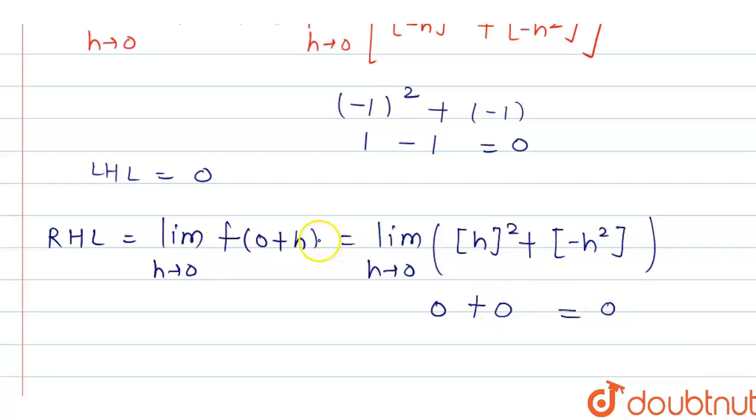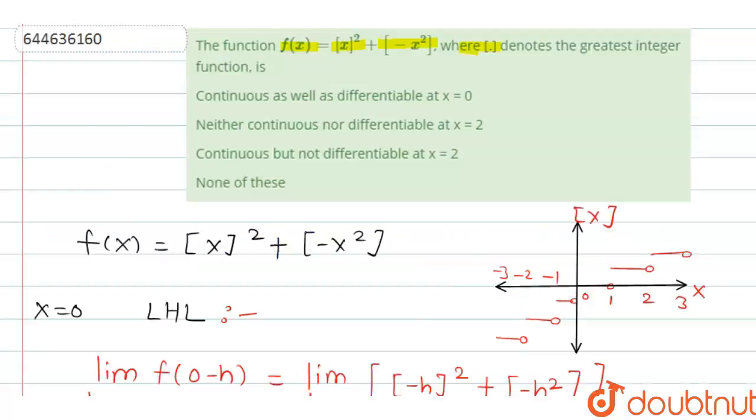As we can say, the left hand limit equals the right hand limit, and the limit of the function when x equals 0 equals 0.